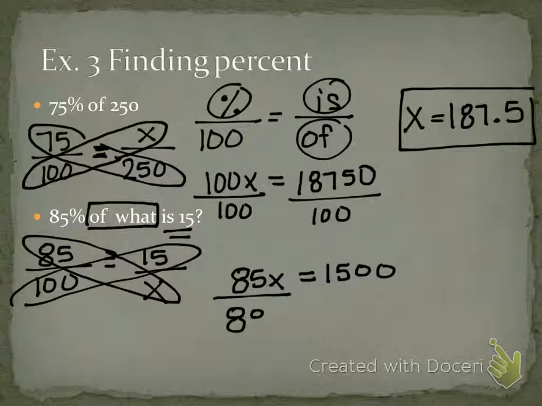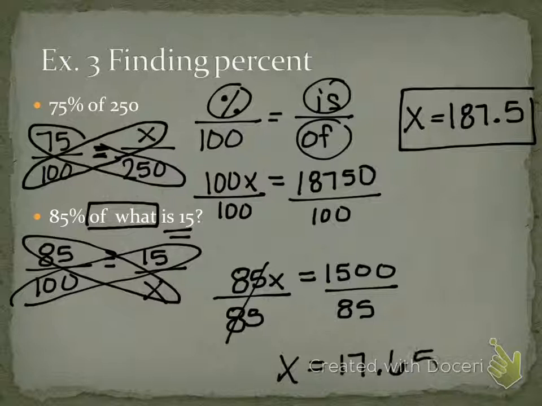Divide both sides by 85 because you want to get that x by itself. And I get x is equal to 1,500 divided by 85, which is 17.65, because I'm going to round to the nearest hundredth.